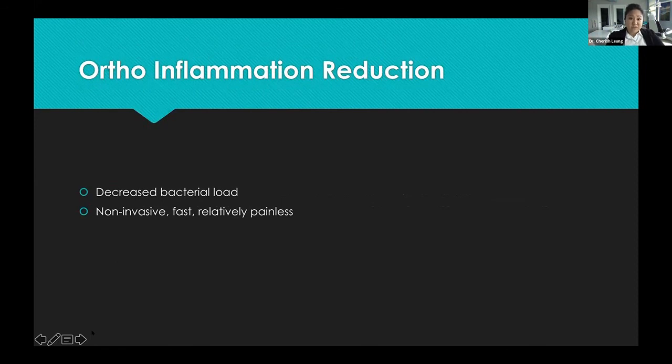For ortho inflammation reduction, if you work with an orthodontist like I do, then you are going to decrease their bacterial load in all those pockets, those gums that are growing over onto the brackets. So it's going to help a lot with that. And it's non-invasive, fast, relatively painless, and it's a good service to offer to your kiddo.